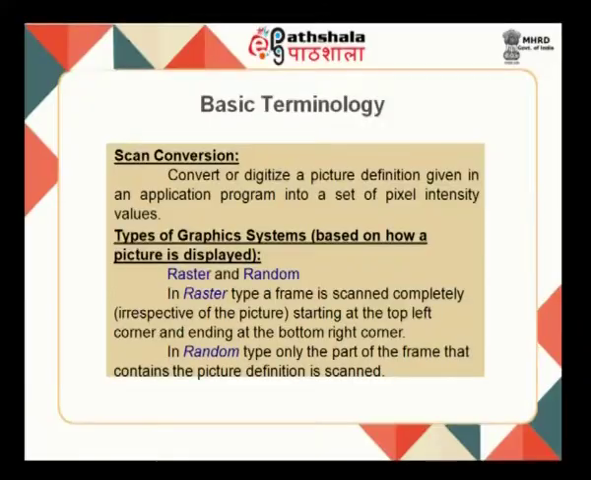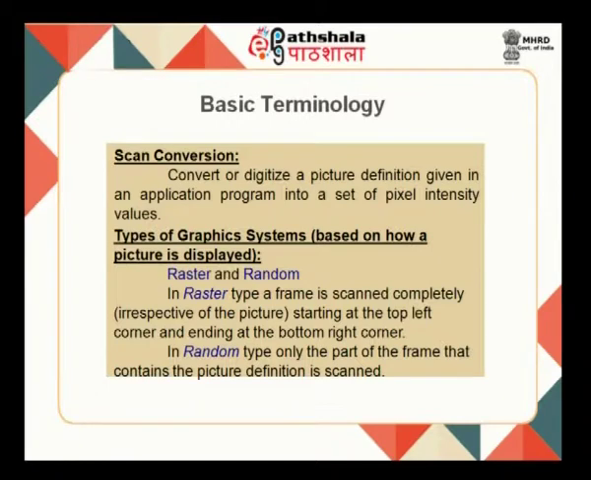Whereas, in the case of random type, only the part of the frame that contains the picture definition is scanned. So, you can now understand the difference here. In raster scanning, a picture is drawn straight from the top left corner of the monitor to the bottom right corner, without bothering about whether the full screen or only a part of the screen has some picture. It keeps scanning, while the random type of scanning just scans where the exact picture is to be plotted or drawn.